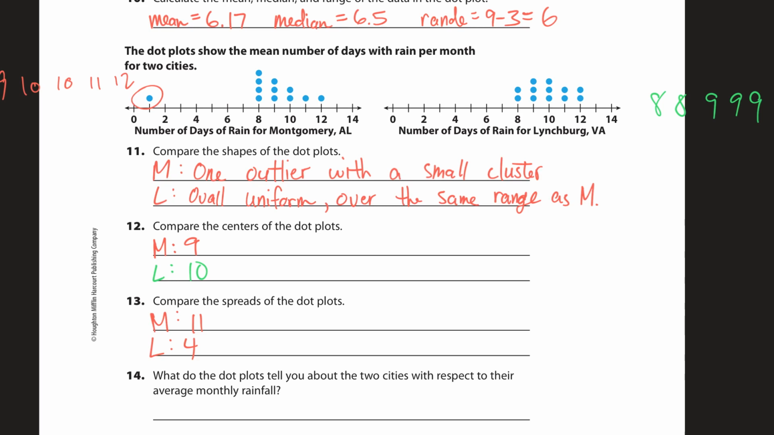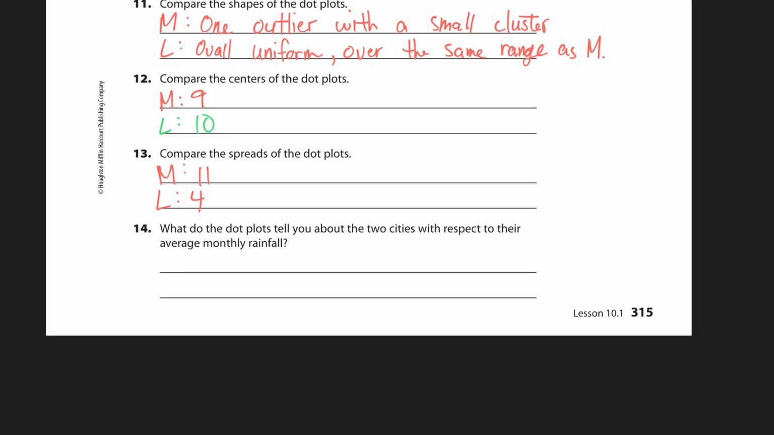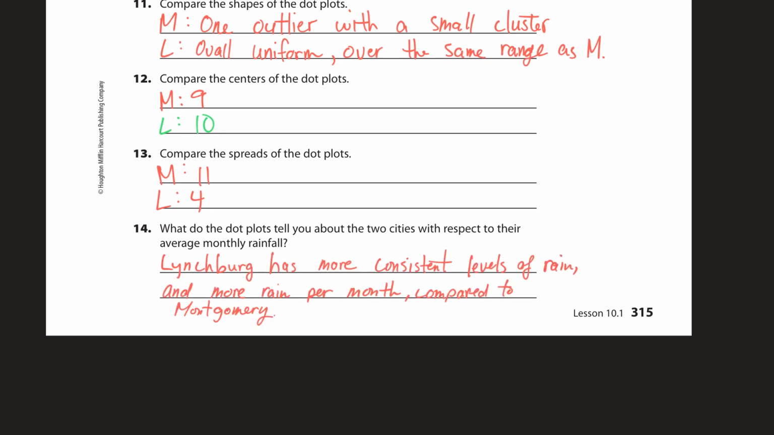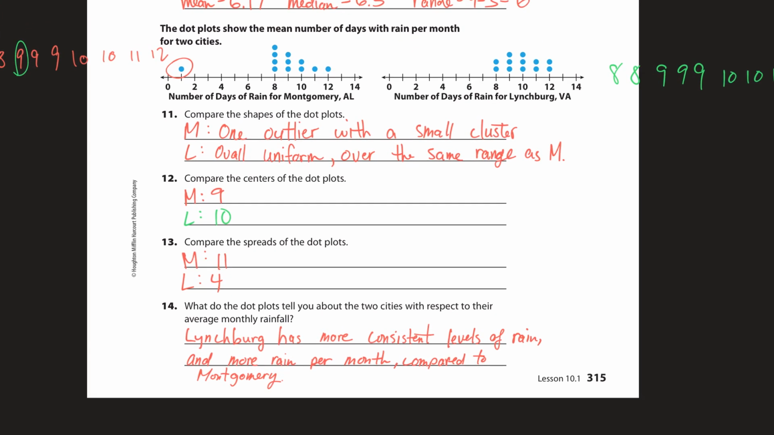Okay. Now, what do the dots tell you about the two cities with respect to their average monthly rainfall? Well, I jumped ahead and did this. So Lynchburg has more consistent levels of rain and more rain per month compared to Montgomery. So if I look at the two here, I'm going to erase this here. I can see that they have more consistent rain.